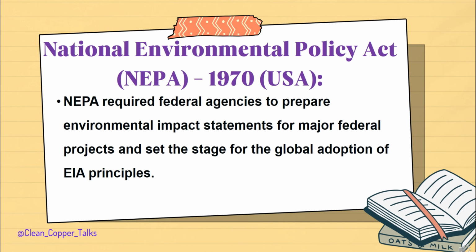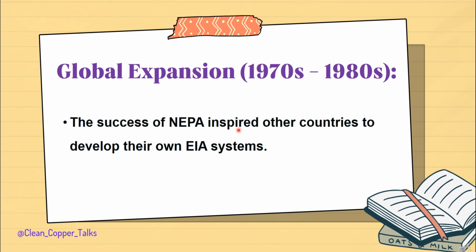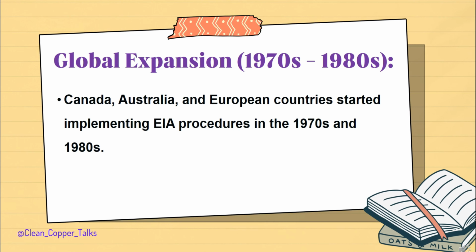Since the United States was a developed country and a leader in the world, with the National Environmental Policy Act of 1970, the USA made it mandatory for federal agencies to prepare environmental impact assessments of major federal projects and set the stage for global adoption of EIA principles. Since the US started adopting EIA, it inspired other developed countries to follow the system, and hence countries such as Canada, Australia, and European countries started implementing EIA procedures in the 1970s and 1980s.